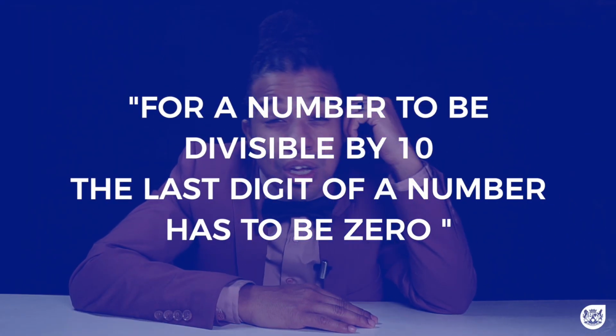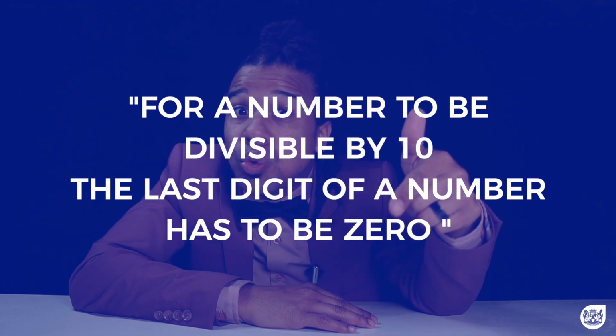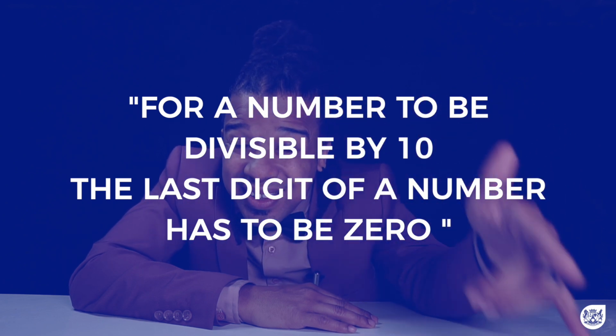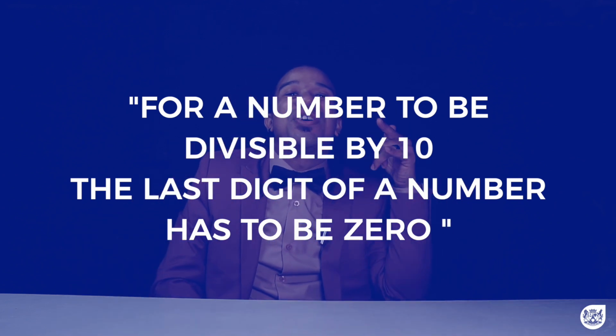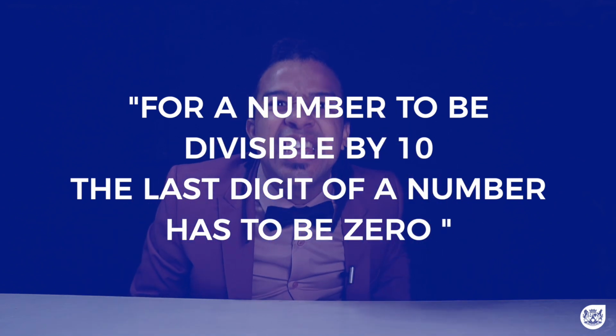Okay, cool. It says, for a number to be divisible by 10, the last digit of the number has to be 0. This is probably the easiest of all the divisibility rules that we've looked at, from 2 through 10. For us to know if a number is divisible by 10, we just have to check the last digit of the number. If the last digit is 0, then we know that it's divisible by 10.